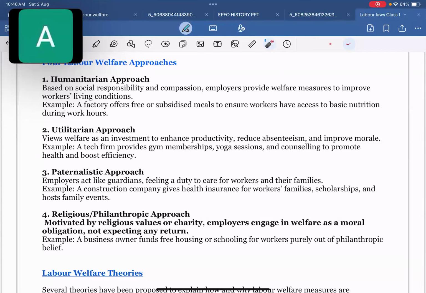And in the utilitarian approach, you have to provide other things which make a person's life healthy. So that comes in the gym membership, yoga session, and the counseling. Got my point? Yes, sir.